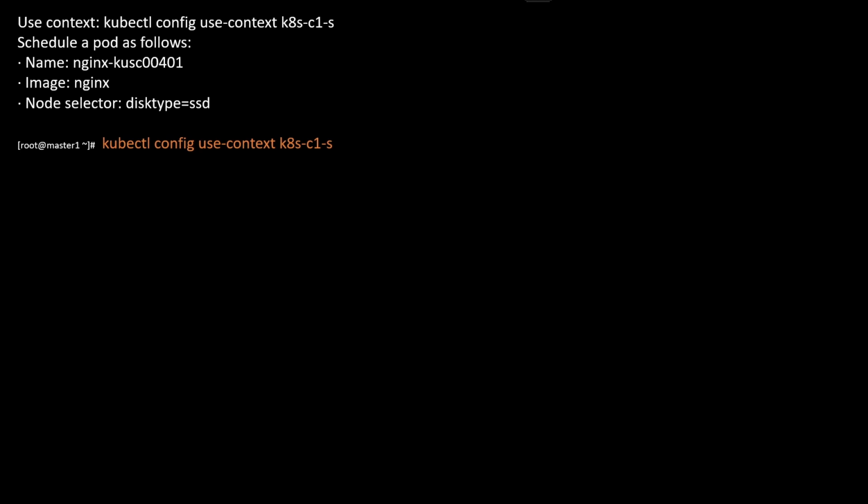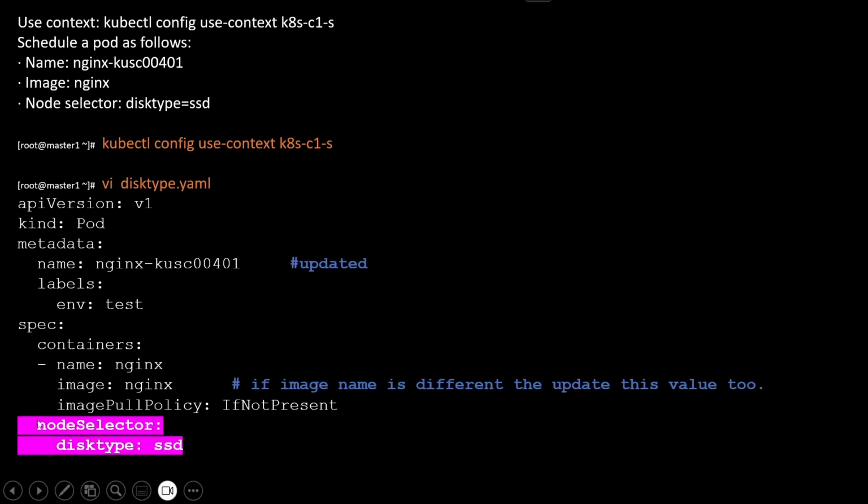Now copy the below YAML into a file and modify the values like I did here. The pod name I have updated. The image I have updated. Node selector disktype equal to ssd. If the image name is different, then you need to update this value too. But when I copied from kubernetes.io, the image was nginx.